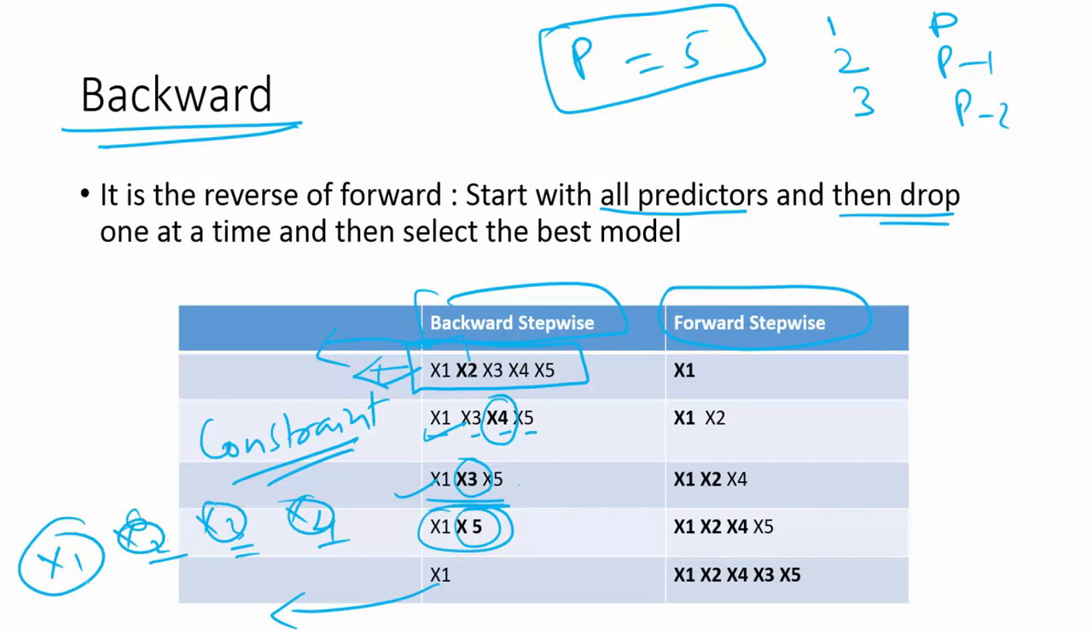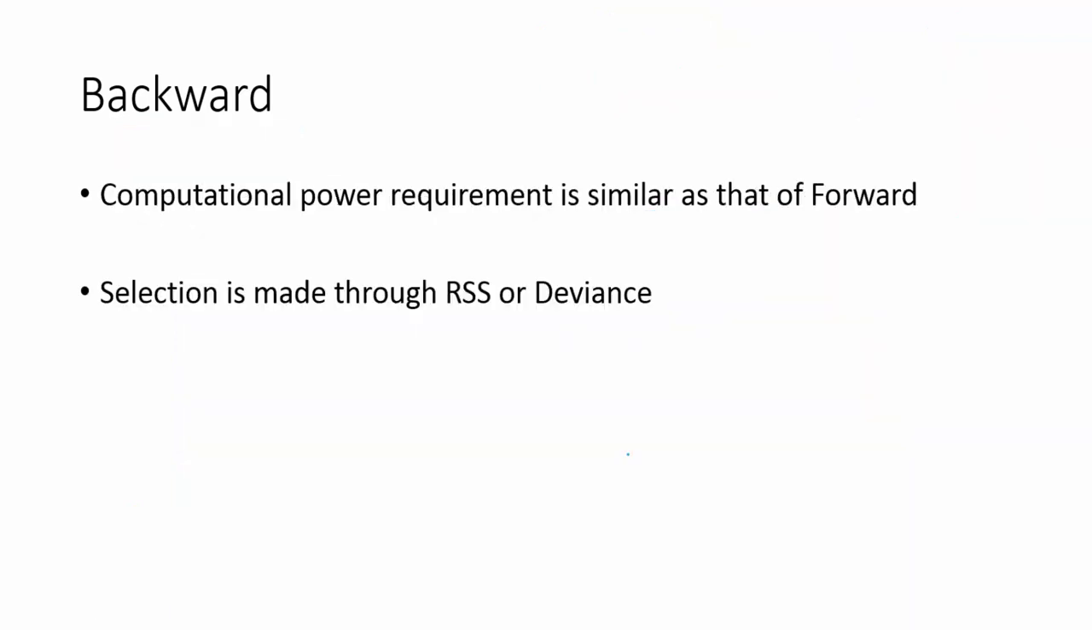You can only have x1, because x1 is the one that is never dropped in the previous times, right? In the last 3 or 4 steps x1 hasn't been dropped, so in the final model you can only have one choice or one model in that case. On the other hand, forward you just do the exact opposite. So computational power requirement is similar to that of forward.